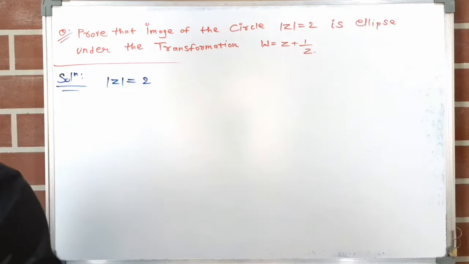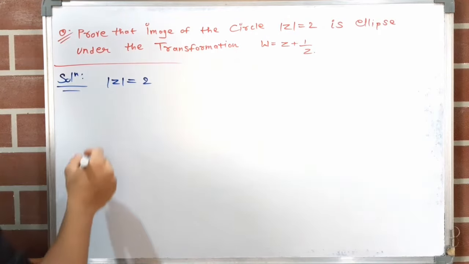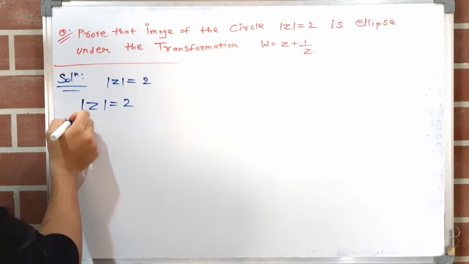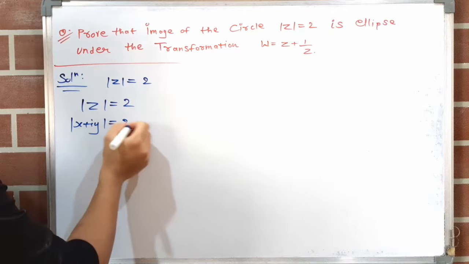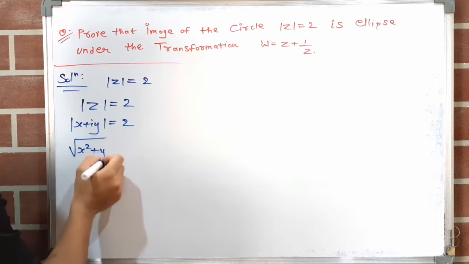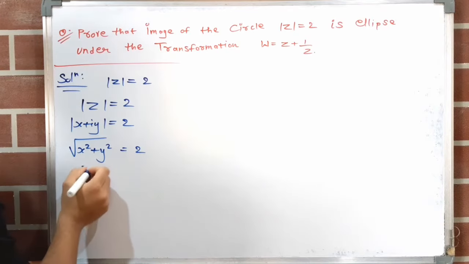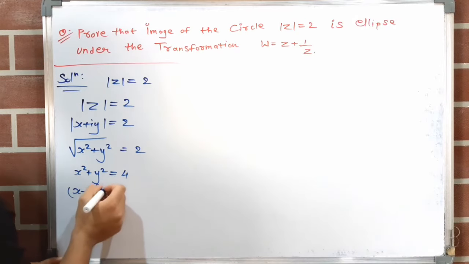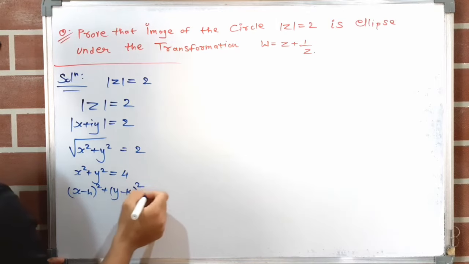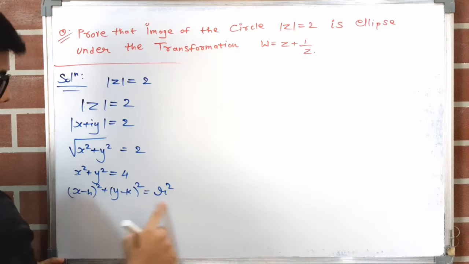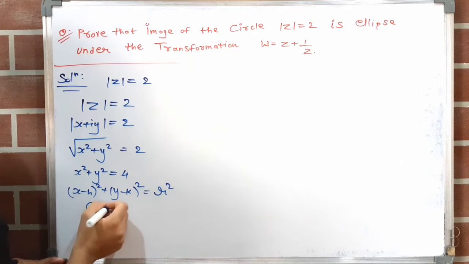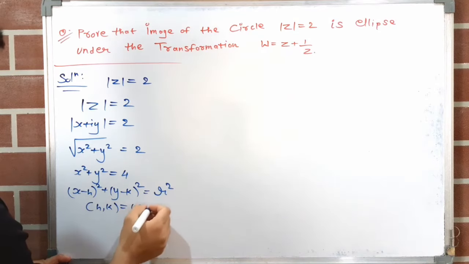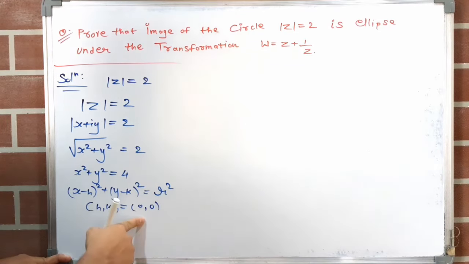Here you can see other than z it is nothing. So |z| = 2, that means |x + iy| = 2. So this is under root of x square plus y square equals 2. Squaring on both sides, we get x square plus y square equals 4. This equation is compared with (x - h) whole square plus (y - k) whole square equals r square. This is the standard equation of the circle. So here the center is (h, k). In the above equation you can see h and k are 0, so (0, 0). That means the center of the circle is at the origin.